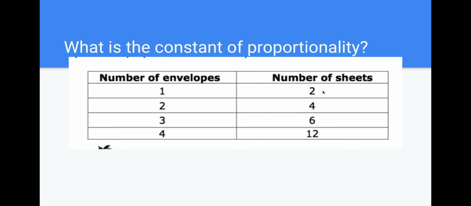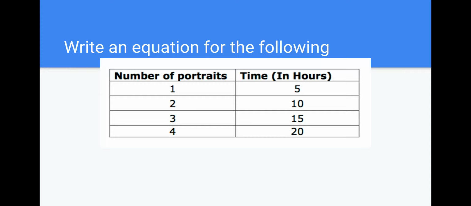1 to 2, that's times 2, that's times 2, that's times 2. But 4 times 2 would be 8. And so my constant change, so this isn't proportional. I can't actually have a constant, because this whole table is non-proportional.